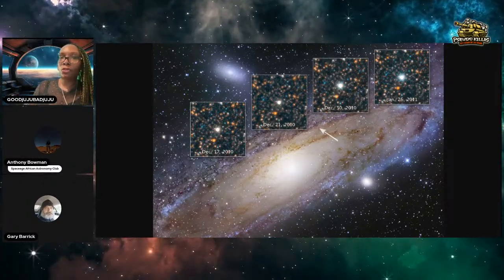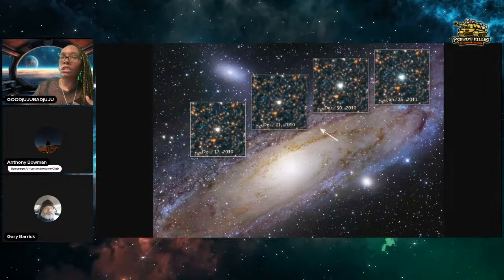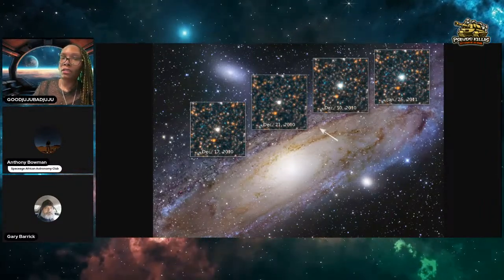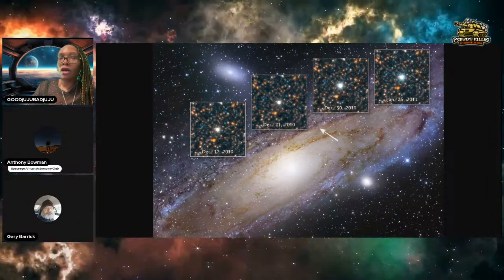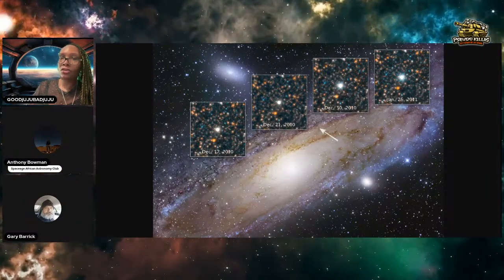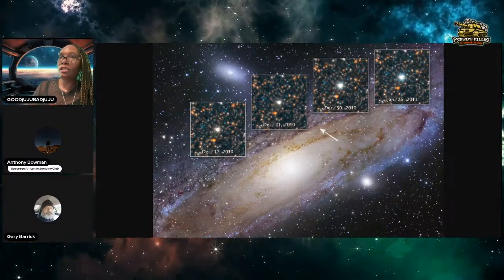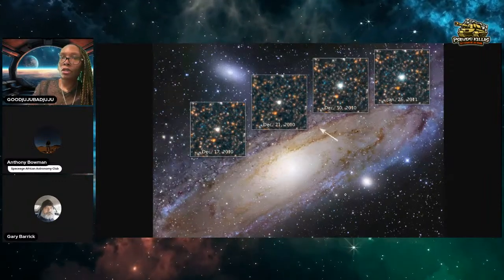I brought up this picture because it shows you how they use the intrinsic brightness of these stars. You can see here, I think this is December 17th, the same star. Then go to December 21st, it's a little bit brighter, if you all can see it. Let me see if I can blow it up just a little bit more.